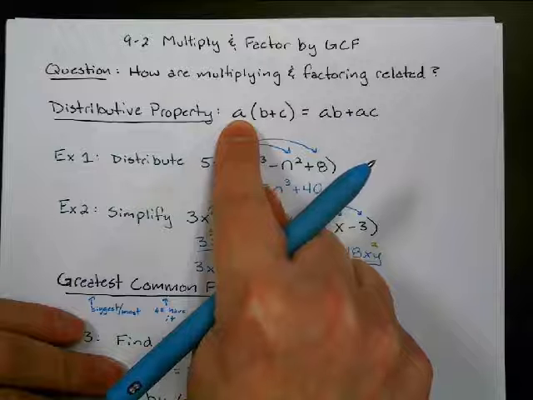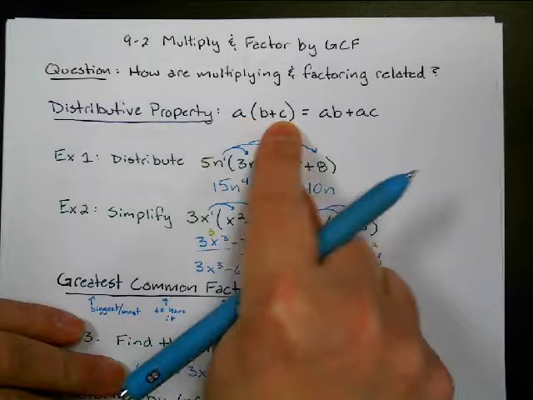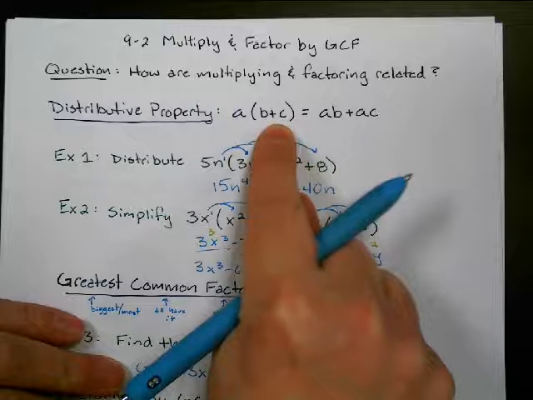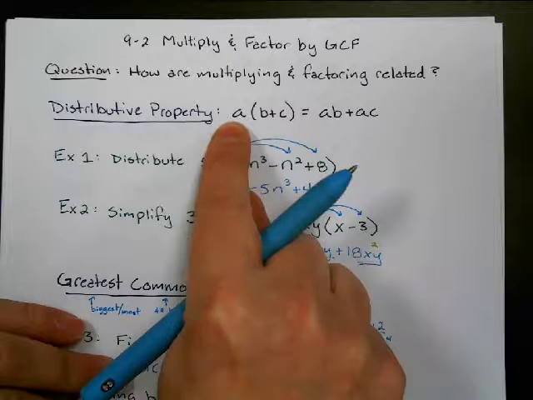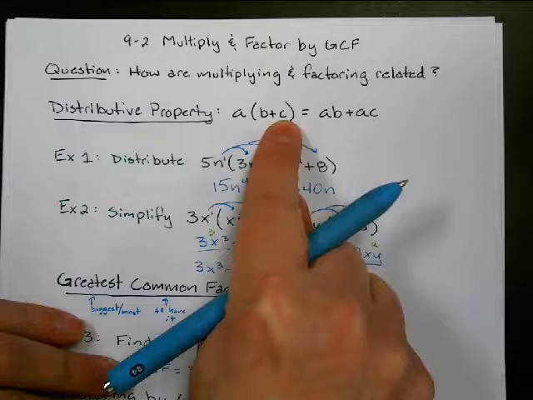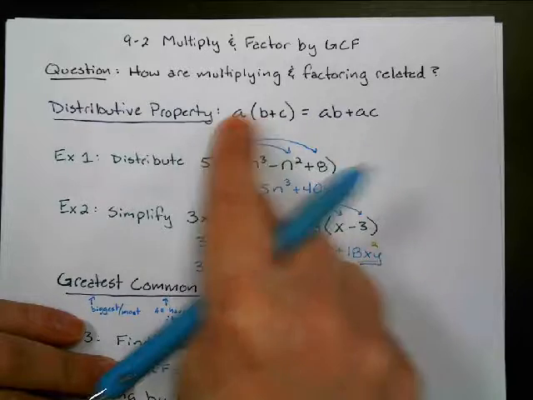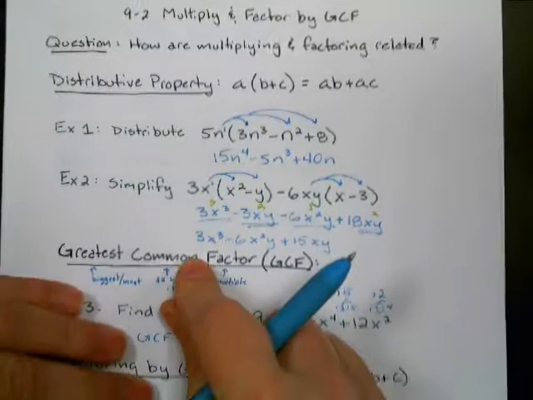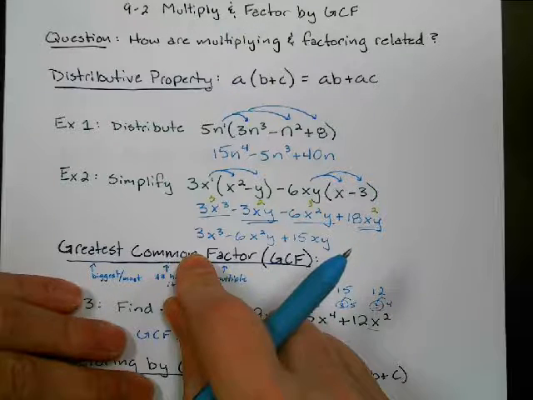So we know the distributive property when we have something times a polynomial, or a binomial in this case, that this number here gets multiplied by both of these. So that's why we got a times b and a times c. So ab plus ac.